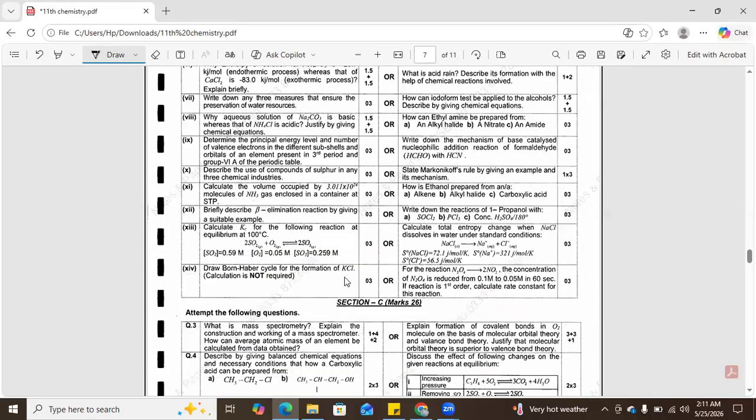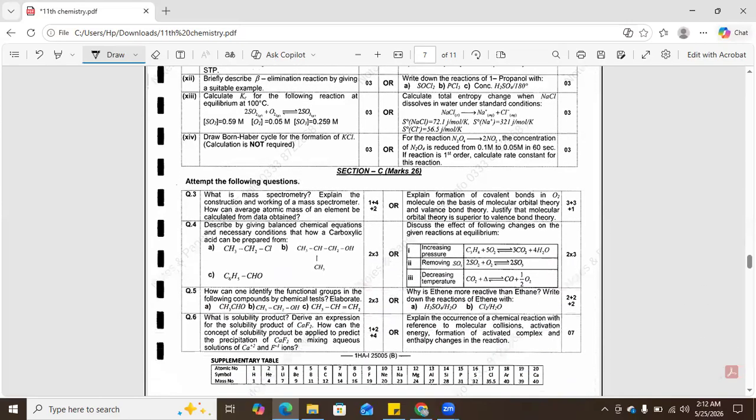Briefly describe beta elimination reaction by giving a suitable example. Number 13 is calculate Kc for the following reaction at equilibrium at 100 degrees centigrade. This is a reaction: 2SO2 + O2 ⇌ 2SO3. And they have given you the values for these compounds. Number 14 is draw Born-Haber cycle for the formation of KCl. Calculation is not required. You just have to draw Born-Haber cycle. So you can go through the optional question.